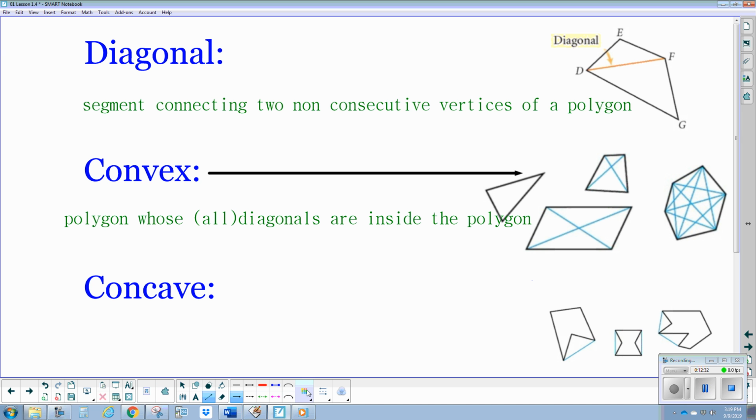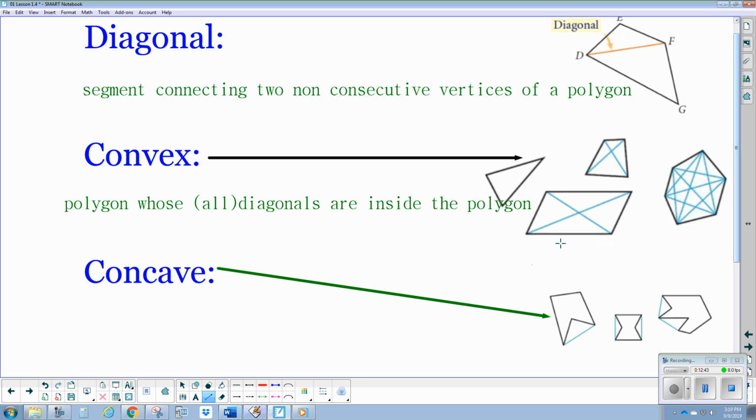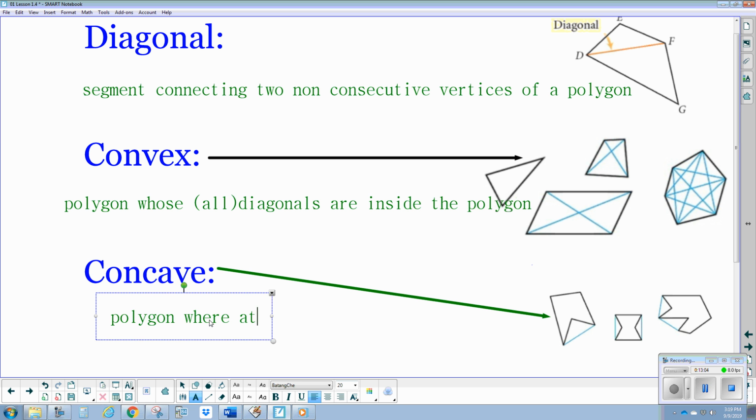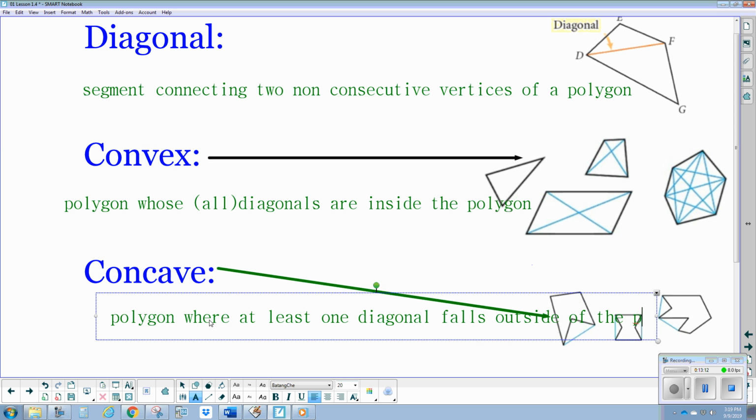Now here we can see an example of several concave polygons. The blue lines, those are the diagonals. Just by looking at this, see if you can come up with the definition of a concave polygon. It has to do with the diagonals. A concave polygon is a polygon where at least one diagonal falls outside of the polygon.